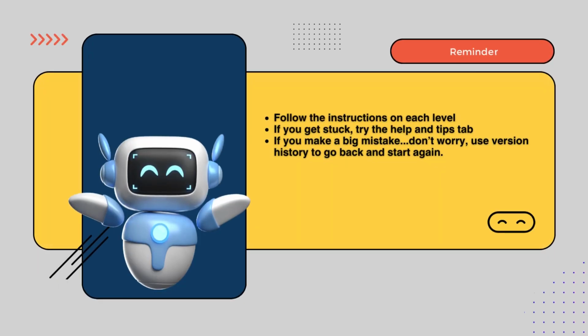All right, now you're ready to work through this lesson on your own. Follow the instructions on each level. If you get stuck, try the Help and Tips tab. If you make a big mistake, don't worry. You can use the version history to go back and start again.